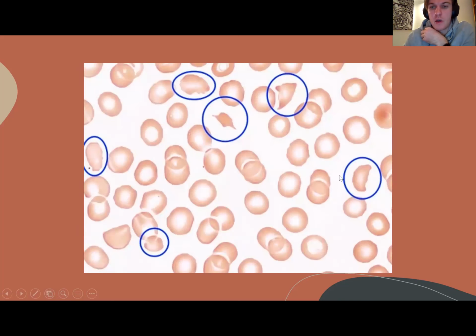These are schistocytes, which are the fragments of red blood cells that are produced by intravascular hemolysis. So if you've got a microangiopathic haemolytic anemia, or you've got thalassemia, or you've got G6PD deficiency, all causes of intravascular hemolysis, these are the resulting fragments of red blood cells. That shear stress that we mentioned causes the red blood cells to rip apart, and you get these irregular shapes that are characteristic of intravascular hemolysis.